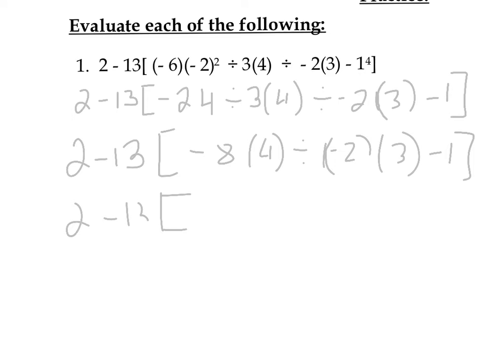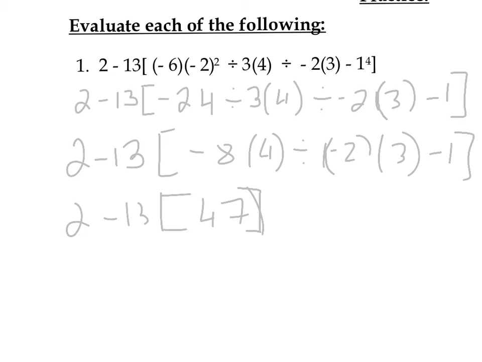Negative 8 times 4. I will actually do this in one step because we have to fit this on this page. Negative 4 times 8 is negative 32. Negative 32 divided by negative 2 is positive 16. Positive 16 times 3 is 48. And 48 minus 1 is 47. Okay? So make sure you understand how I got positive 47.